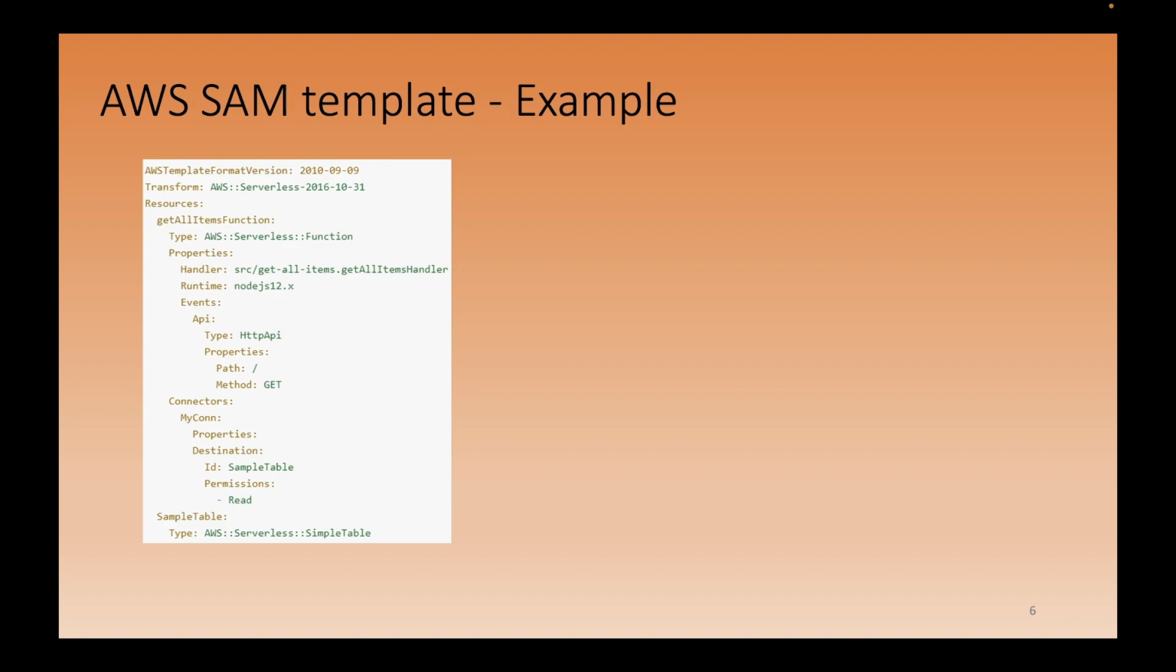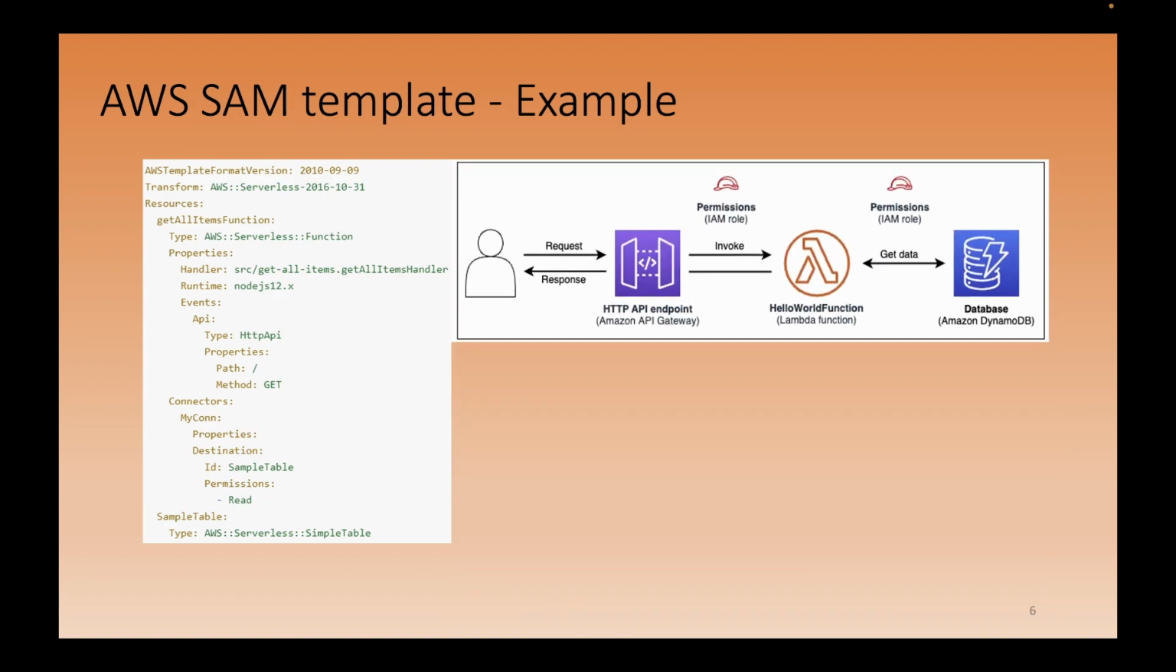What happens if we feed this SAM syntax through the CloudFormation service and execute? It will create this infrastructure. In this infrastructure, you can see API Gateway, Lambda function, and DynamoDB. The user makes a request to the HTTP API endpoint, which invokes the Lambda function, and the Lambda function in turn invokes the DynamoDB table. And this implicitly creates an IAM role for us.